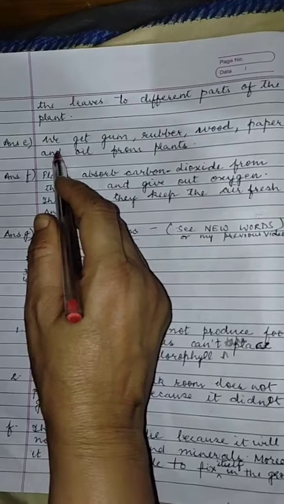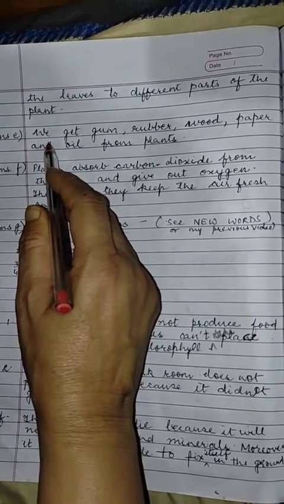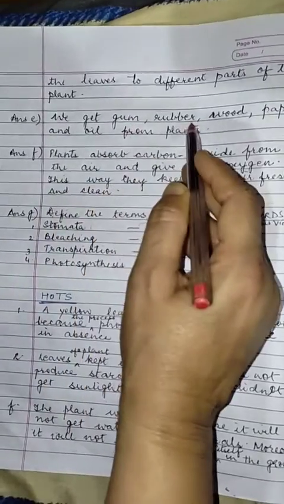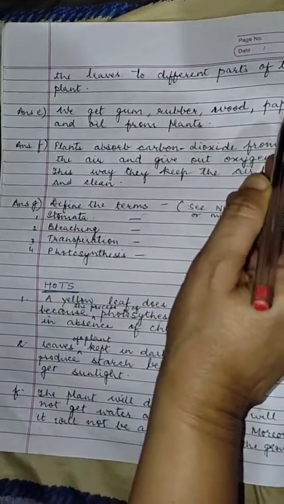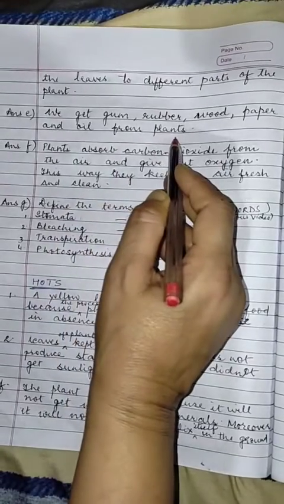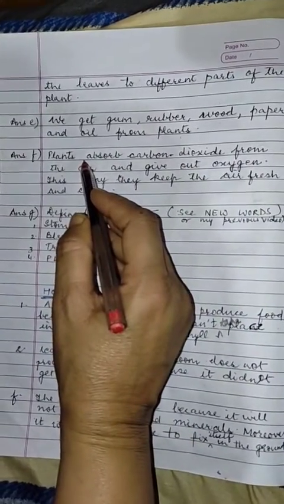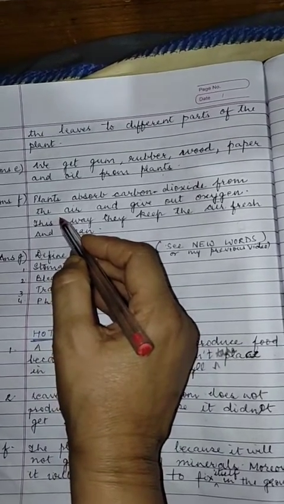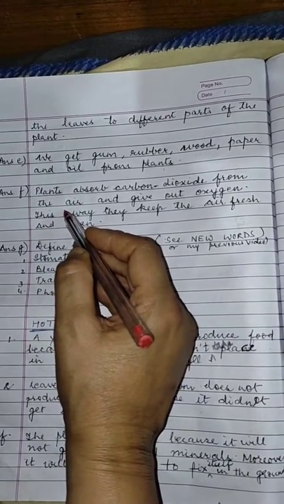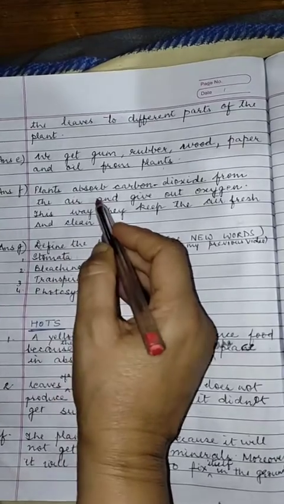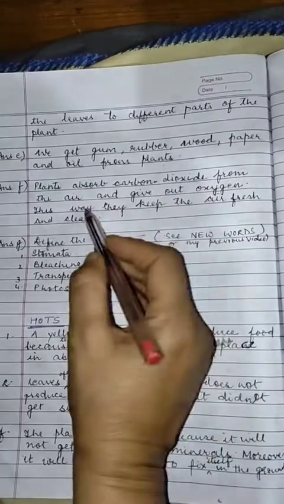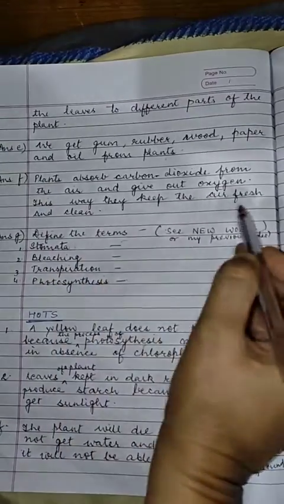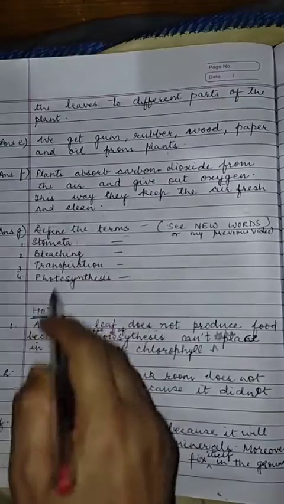Next one is name 5 useful things that plants give us. We get gum, rubber, wood, paper and oil from the plants. Name this we have done. Next question. How do plants help to keep the air fresh and clean? Plants absorb carbon dioxide from the air and give out oxygen. This way they keep the air fresh and clean.